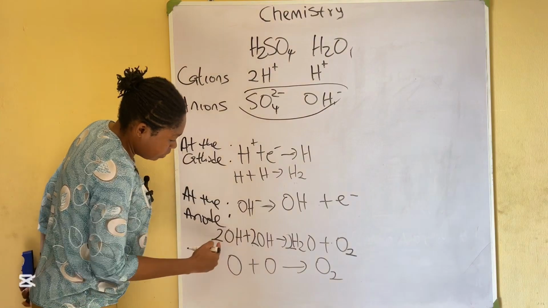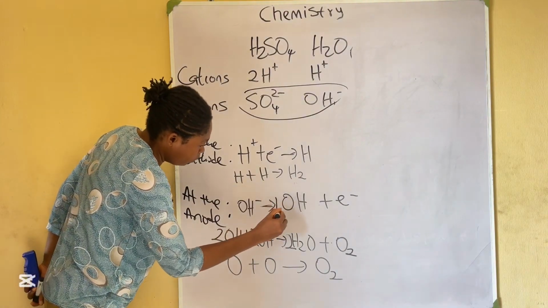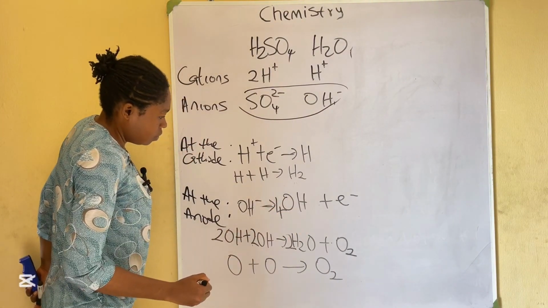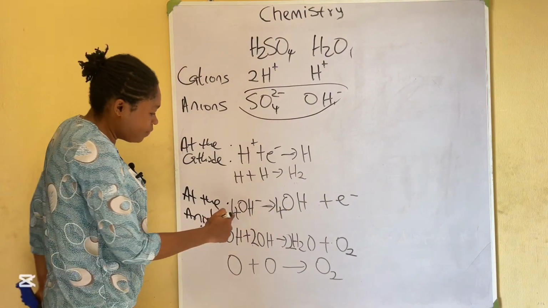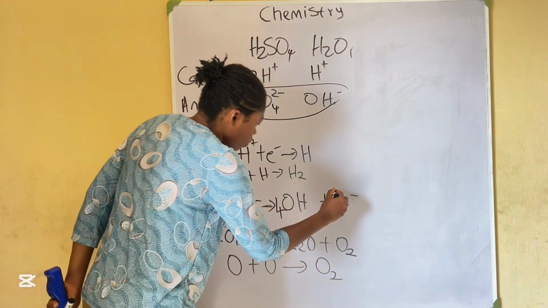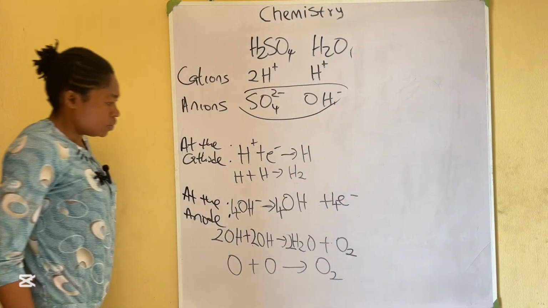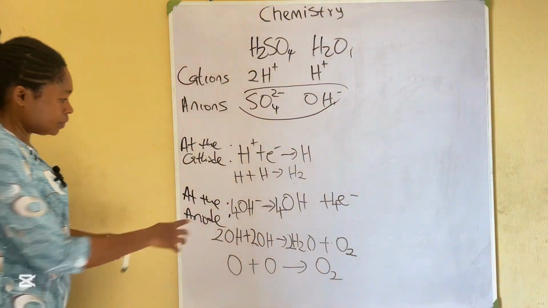Since I have 4 here, 2 plus 2, that is 4, I'll put 4 here. Of course I want to balance this, so I also put 4 here. To balance the charge, I have 4 minus here, and here I have only 1, so I also put 4 for the electron. So you have seen I have balanced this thing.